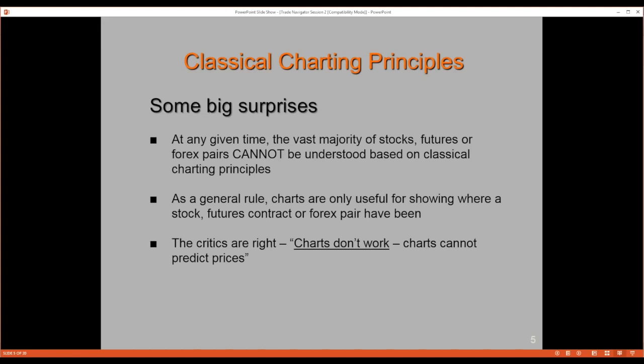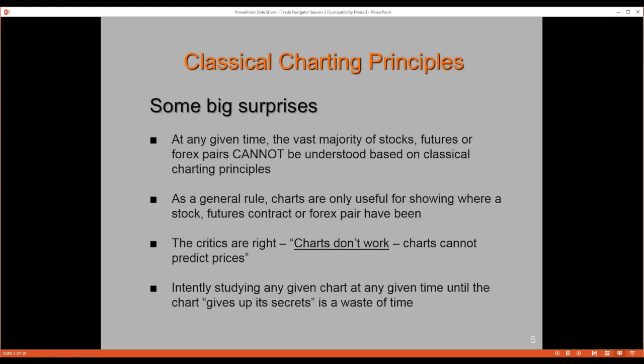Charts cannot predict prices. And keep in mind, I'm making that statement as somebody who has used charts to make a living in the markets for 40 years, but I still contend that this statement is correct. The critics are right, charts don't work, charts cannot predict prices. There's a usefulness to charts, and I hope to touch upon what that is. And again, intently studying any given chart at any given time until the chart gives up its secrets is a waste of time.